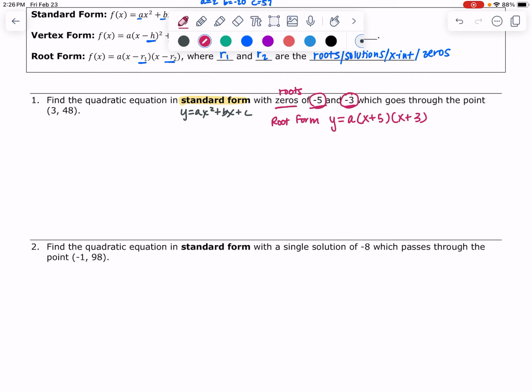And so it also says it goes through this point, (3, 48). That's an x and a y that we can plug in. Y is 48 when the x is 3.